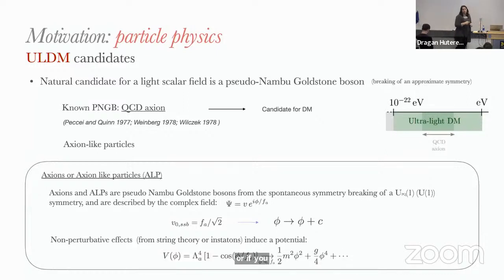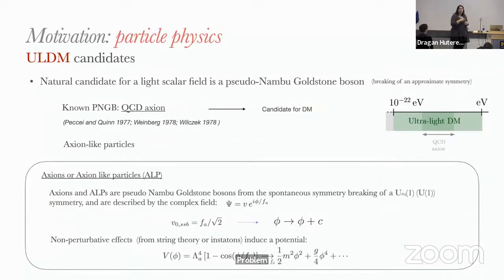And the most well-known pseudo-Nambu-Goldstone boson is the QCD axion. It is a particle that is invoked, beyond the standard model, but it's still a very good explanation for the strong CP problem that we have in quantum chromodynamics in particle physics. You don't need to know that. You just need to know that there's a very good motivation from particle physics. This is a particle we expect to exist to solve the strong CP problem in QCD, in the standard model. Although we never detected it, it is a very good solution for the QCD problem.